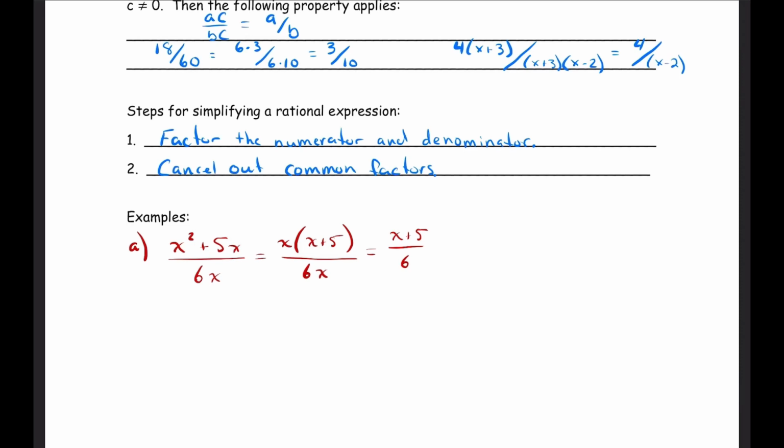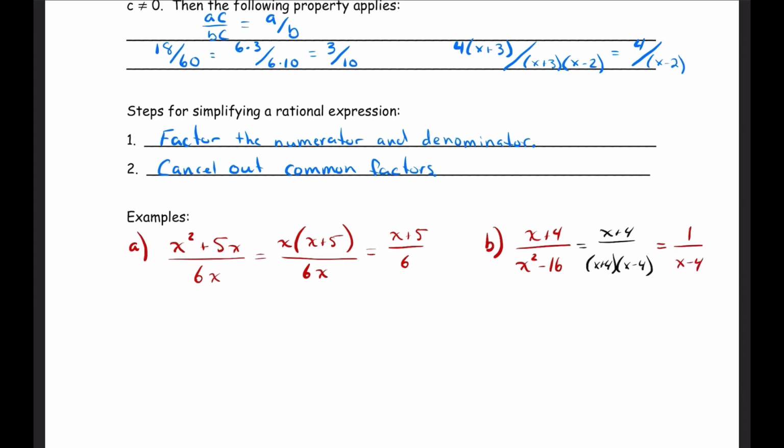Let's take something a little more complicated. Let's do another example here. x plus 4 divided by x squared minus 16. And so at this point, I hope you can recognize very quickly the difference of squares. This is going to give us x plus 4 on top. And on the bottom, we'll have x plus 4, x minus 4. Canceling out the x plus 4 gives us just 1 over x minus 4.